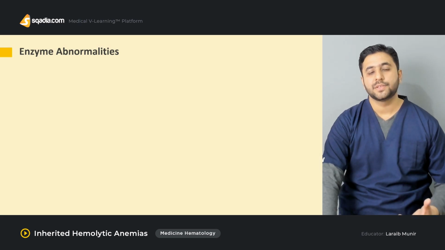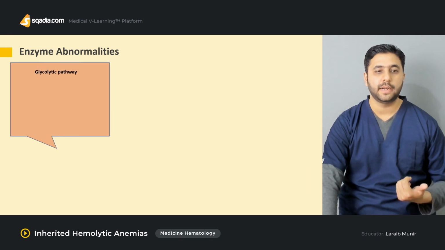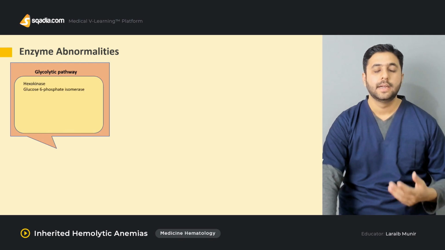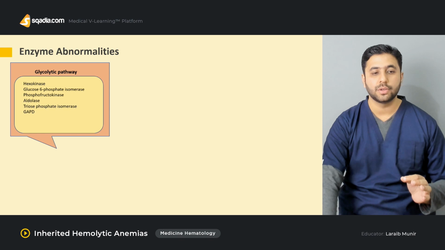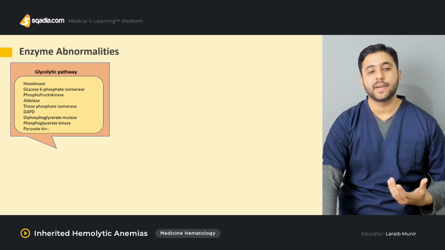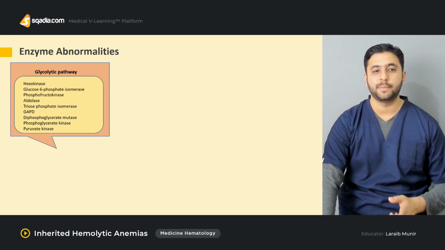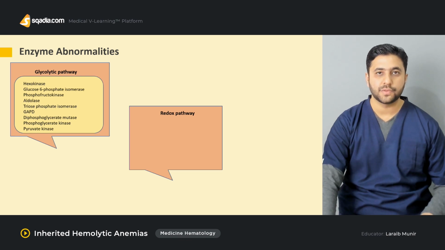The other major topic of discussion today is the enzyme abnormalities. Specifically, we talked about the enzyme abnormalities regarding the glycolytic pathway. There is a whole list of enzymes like hexokinase and glucose 6-phosphate isomerase. The important one here, which you are concerned with, as I told you, was the phosphoglycerate kinase or the pyruvate kinase enzyme, the last one. Pyruvate kinase, regarding the glycolytic pathway or the Embden-Meyerhof pathway, is the one which you have to remember. And along with that, the redox pathway, specifically the hexose monophosphate shunt pathway.